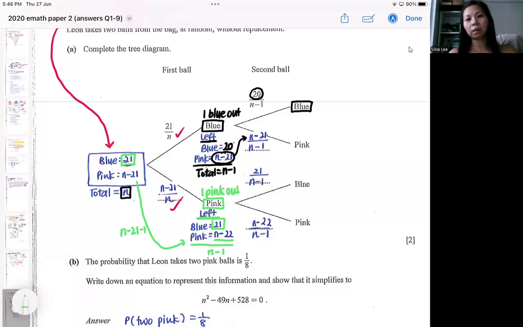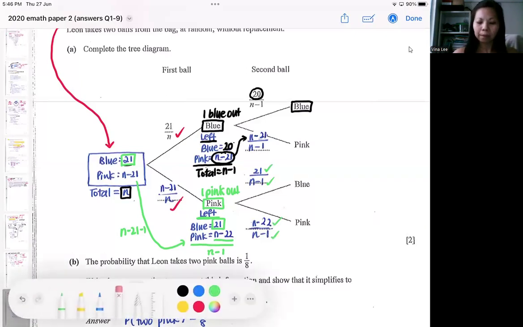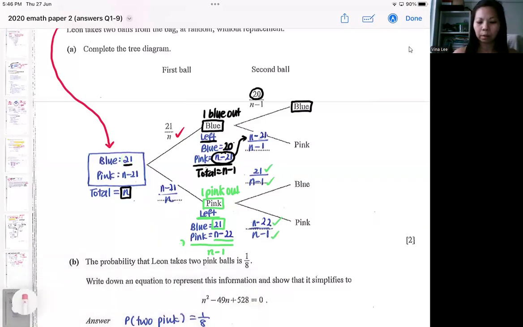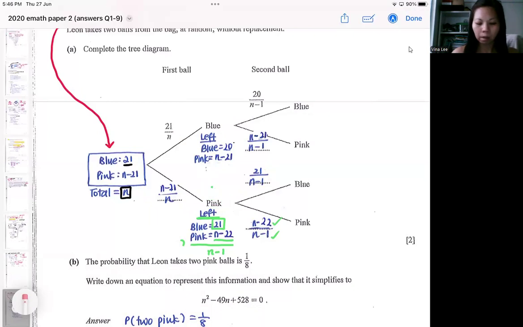You need to ask yourself, what happened? You need to think logically. You visualize it, you literally take it out. How many are left? Then you can get the respective probability of blue: how many blue balls over the new total, and how many pink balls over the new total. You must be able to think in whatever situation that they give you. What happened after you have taken out? If you cannot think in that way, you cannot be branching out correctly.